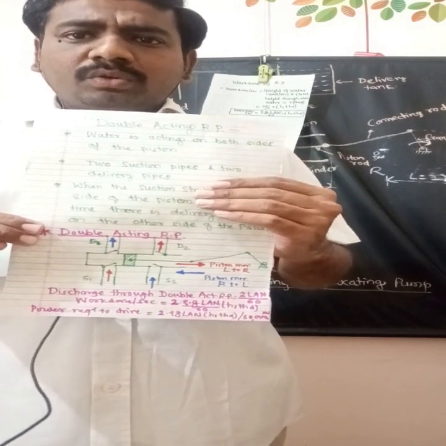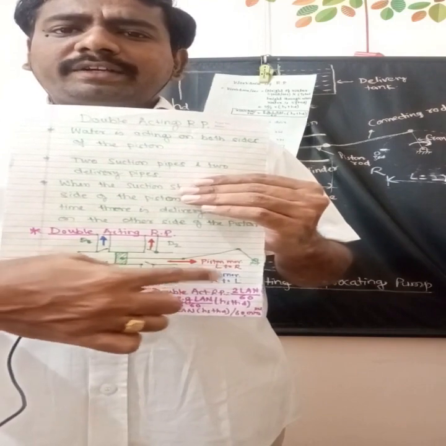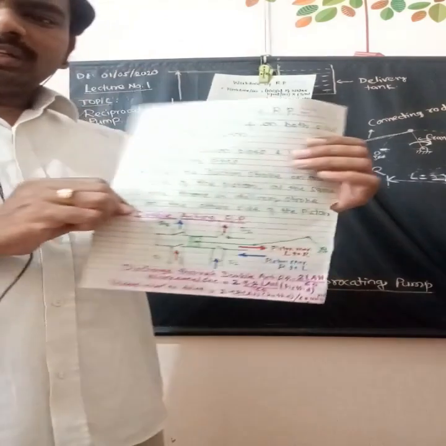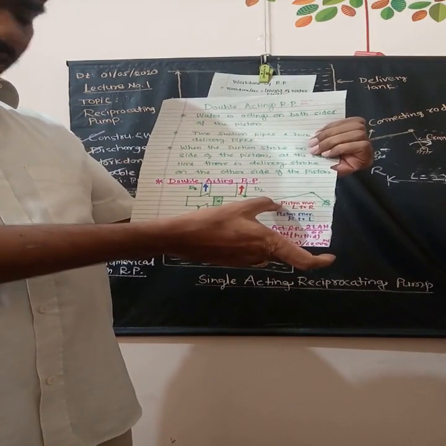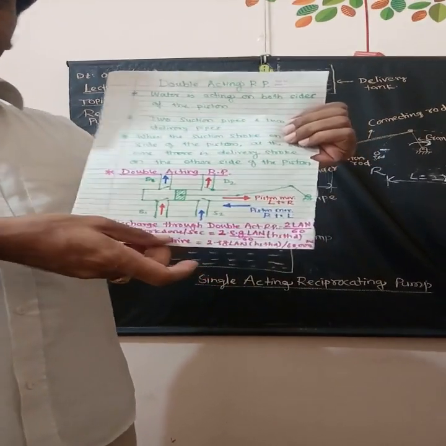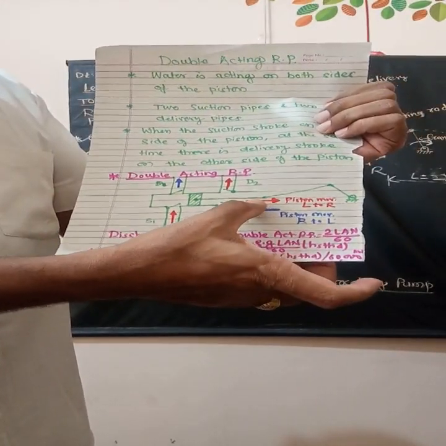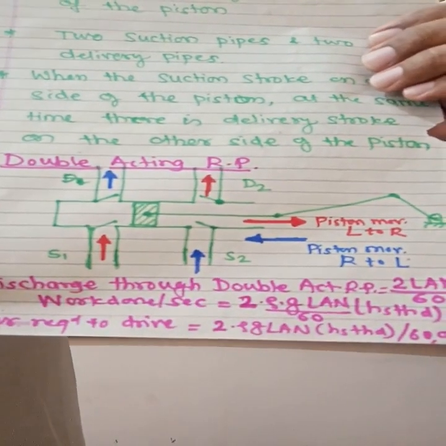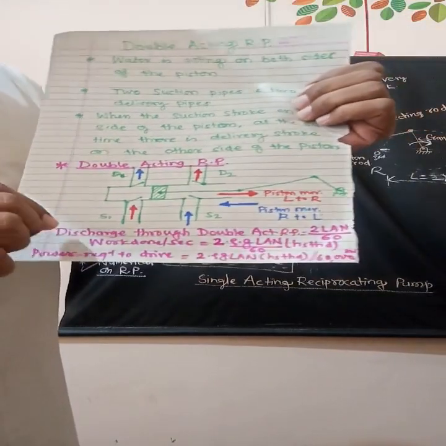Because of that, I have shown here two colors, the red color and the blue color. The red color represents what is going to happen in one stroke, and the blue color represents the other. So what happens in the case of the red color, that is when the piston moves from left to right? What will happen when the piston moves from left to right?